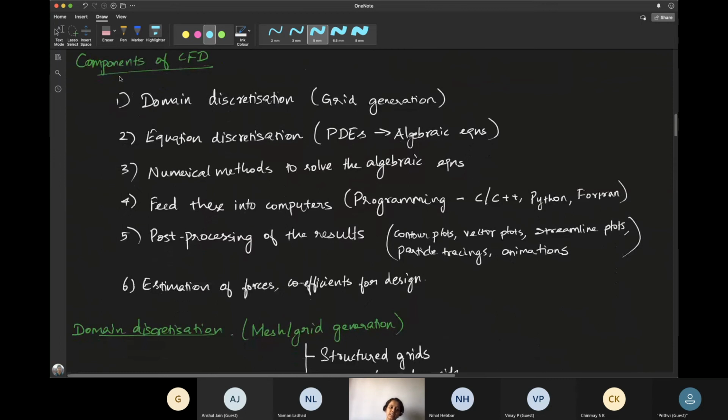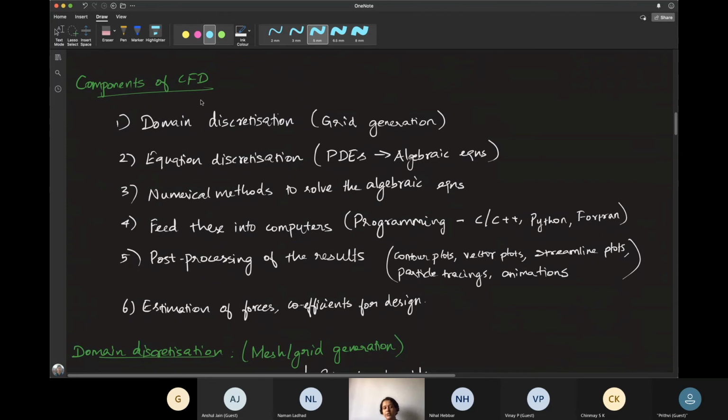So these are some components. These are the steps, in fact, in doing CFD. When you have some domain, you discretize it by grid generation, because all your fluid flow phenomena happen in a continuous domain. You cannot actually solve for all the points. So you need to choose only certain points in the domain, and you find your solution only on those points. So you discretize your domain using grid generation.